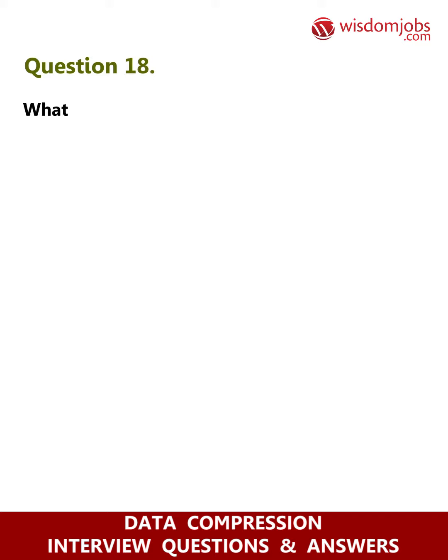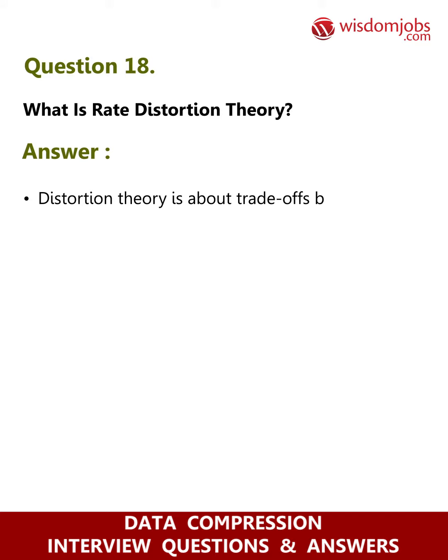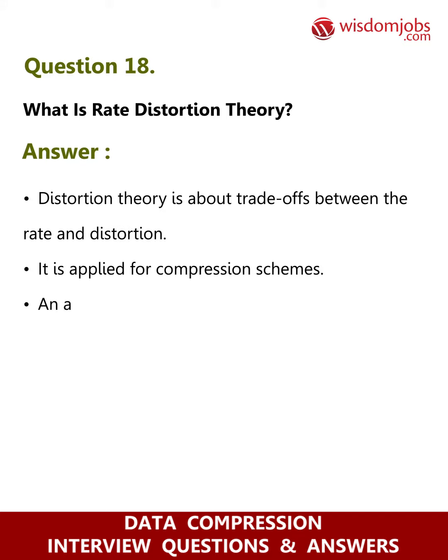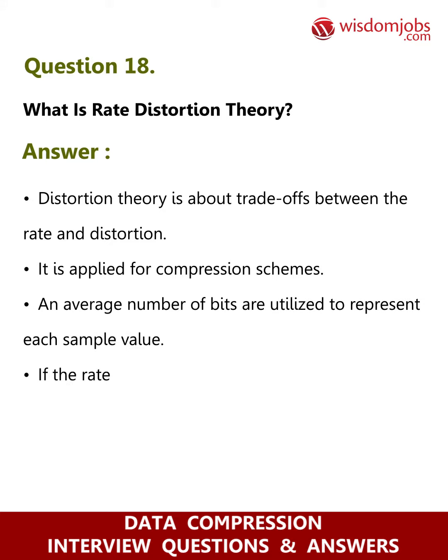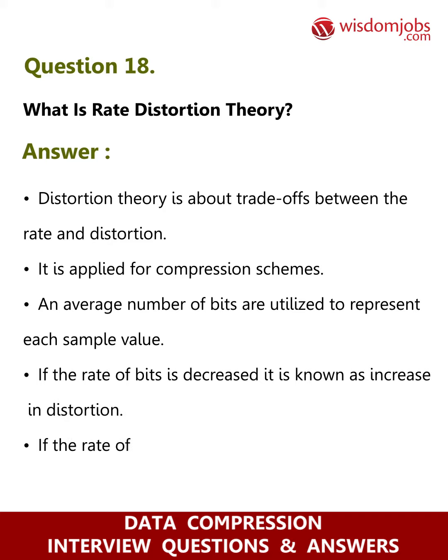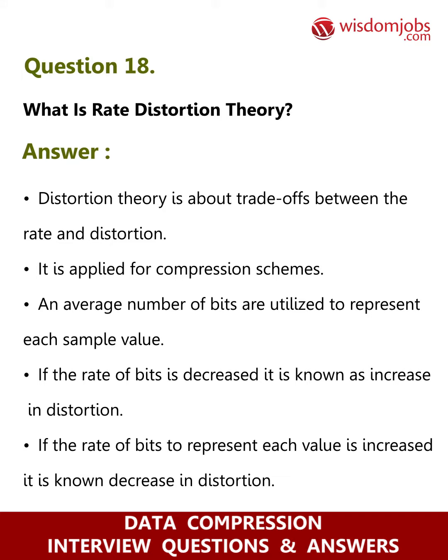Question 18. What is rate distortion theory? Answer. Rate distortion theory is about trade-offs between the rate and distortion. It is applied to compression schemes. An average number of bits is utilized to represent each sample value. If the rate of bits is decreased, it is known as an increase in distortion. If the rate of bits to represent each value is increased, it is known as a decrease in distortion.